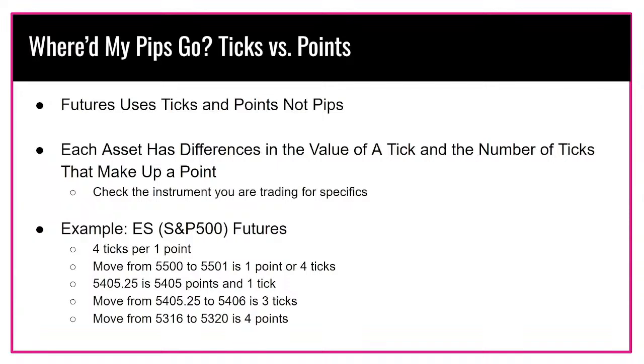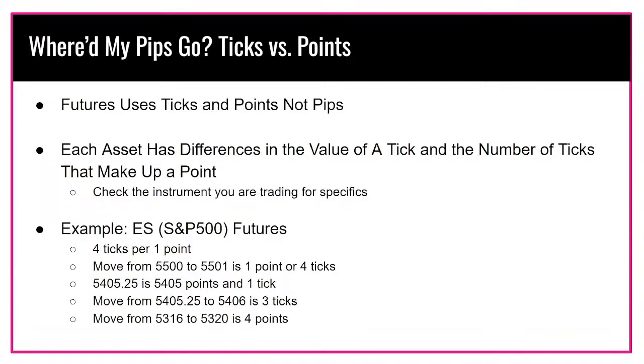If price moves from 5,500 to 5,501, that is 1 full point or 4 ticks. So let's break down another example. The value 5,405 and 1/4 is 5,405 points and 1 tick.